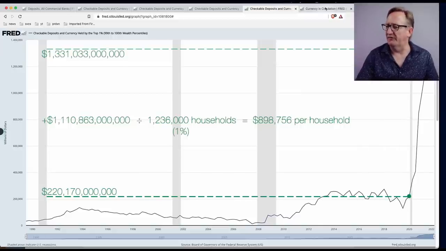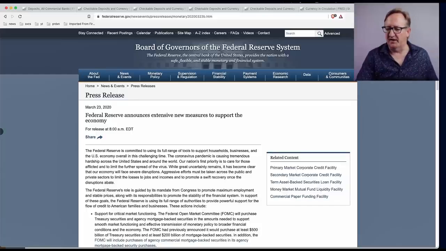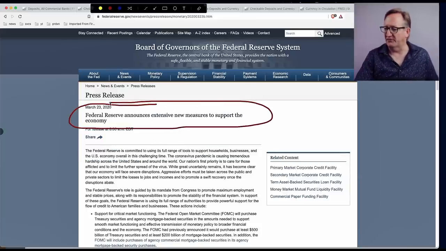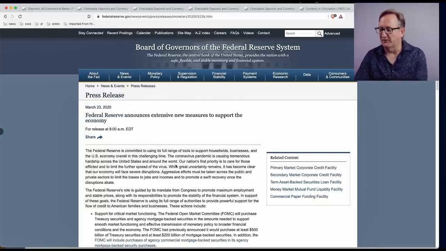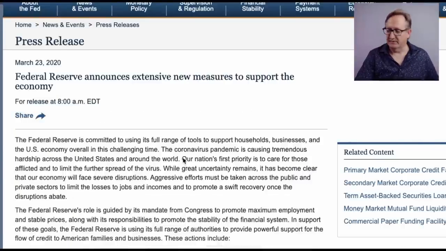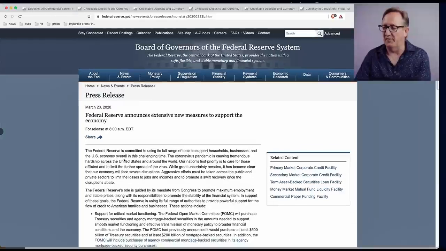Well, let's just go to the Fed's website when the pandemic got rolled out to see what the Fed said in its own words. And here you can see the Fed announces extensive new measures to support the economy. This is a press release from March 23rd, 2020. And let's just see what the Fed said about what it was doing. Supposedly, the Fed rolled out all this quantitative easing to support households, businesses, and the U.S. economy. Okay, well, they left out the part about helping the top 1%, but okay.